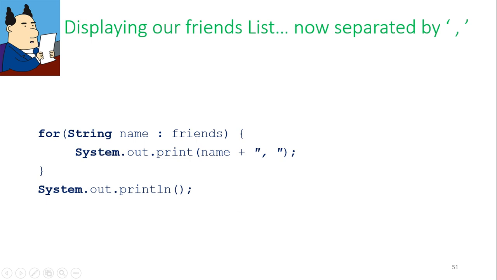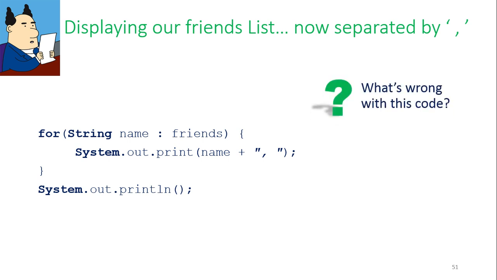So you can see here, let me grab the laser pointer. You can see that we have an enhanced for loop, a for-each loop. So for each name that is a string in the collection friends, we just System.out.print that name and put a comma afterward. And when we are done, we print a carriage return to go to the next line. Okay, so this is really basic.